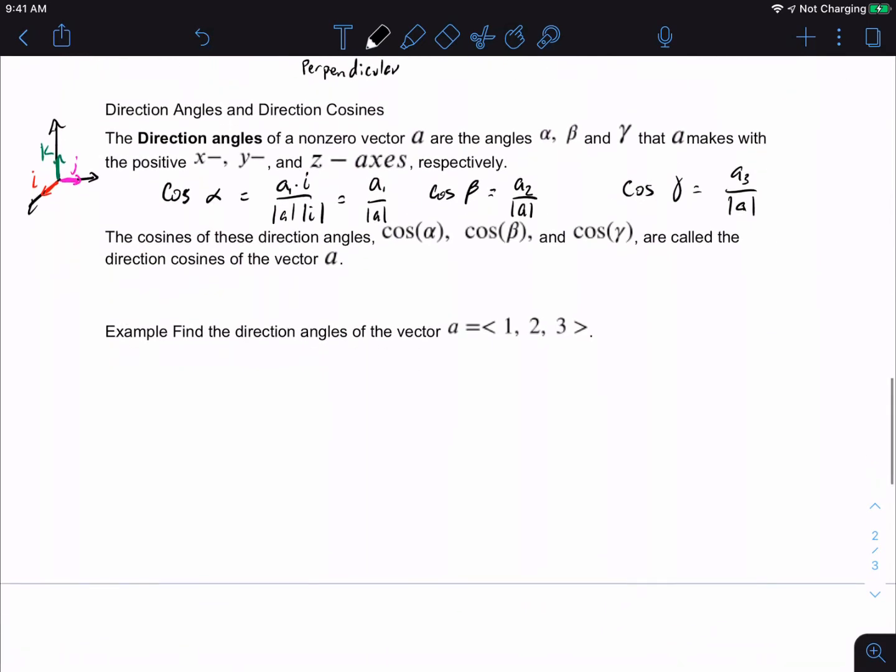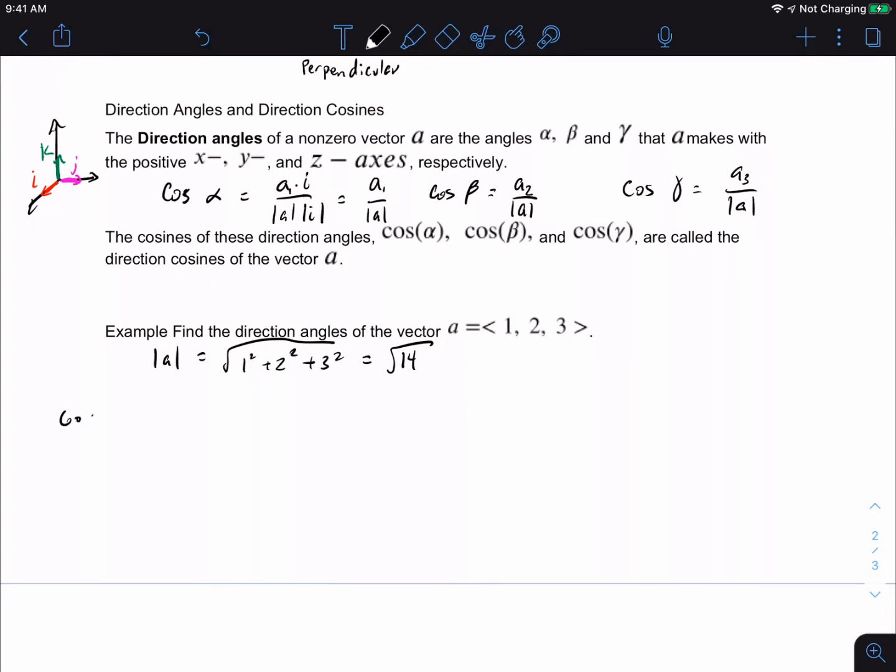So for this problem right here, we have a vector 1, 2, 3. To find the 3 angles that create this vector, we need to be able to use these formulas. And so I need to find the magnitude of A. The magnitude of A is going to be the square root of 1 squared plus 2 squared plus 3 squared. So that's going to be, what is that? 1, 4, and 9. So I believe that's 14. Square root of 14. So we know that that is the magnitude.